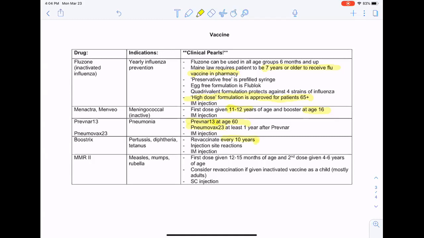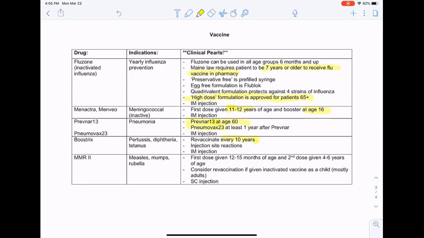All right, so the next one is MMR2, which covers against measles, mumps, and rubella. First dose is given from 12 to 15 months, and the second dose is given 4 to 6 years of age. So this one's kind of a hot topic in the media right now. I think especially before this whole COVID thing came about, we were talking about measles a lot. A lot of parents were not vaccinating for measles and going to schools and going to daycares, and we saw a lot of measles outbreaks.